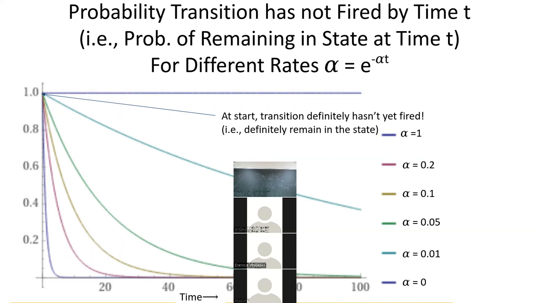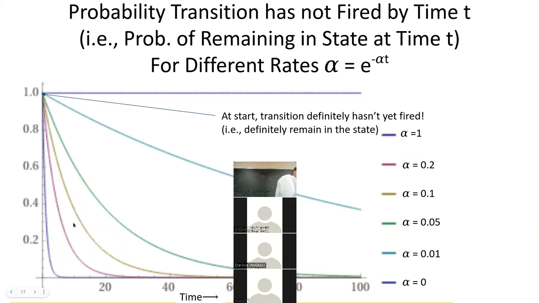Then the green one is an average of 20 years, right? And for the red one down here, the 0.2 is an average time of how long? 5 years. So 5 years would be this red one. Okay, so ladies and gentlemen, after time 1 over alpha, the probability 1 over e of remaining. But the point is, this is what this curve looks like.